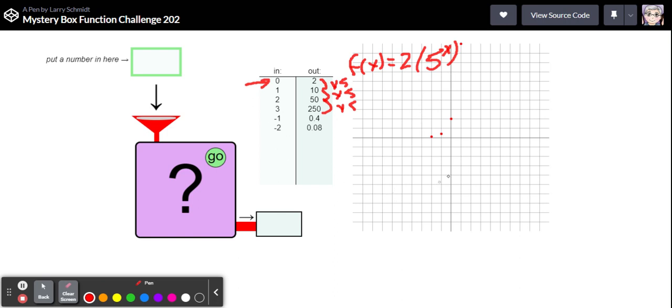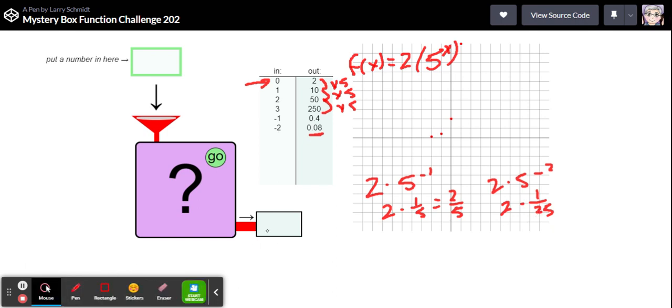But let's test that with these negative powers. If we put in a -1, we'd get 2 times 5 to the -1. 5 to the -1 is 1/5, so 2 times 1/5 would be 2/5. That is 0.4. How about the -2? So 2 times 5 to the -2 is 2 times 1 over 5 squared, or 1/25. So we got 2/25. That is 0.08. You can take 2 and divide by 25 on your calculator to check that, but that's the case. So I think we've got this.